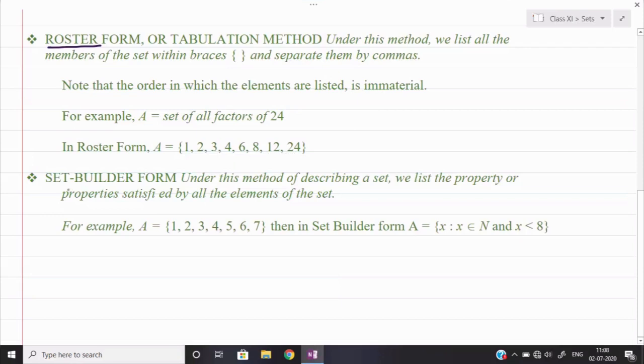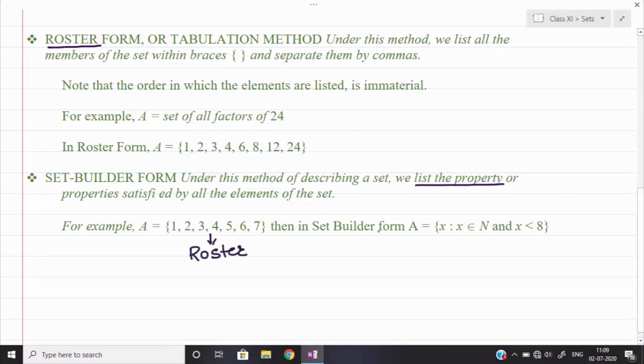Similarly, the second method is the set builder form. What do they say here? Under this method of describing a set, we list the property. Instead of listing each and every element, we list the property or properties, maybe more than one, satisfied by all the elements of the set. For example, suppose this set is given. See here, all the elements I am listing, right? So this method is called the roster form.